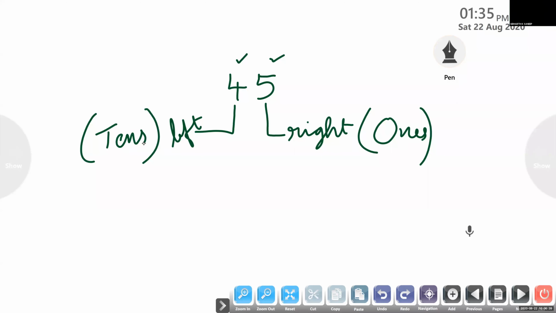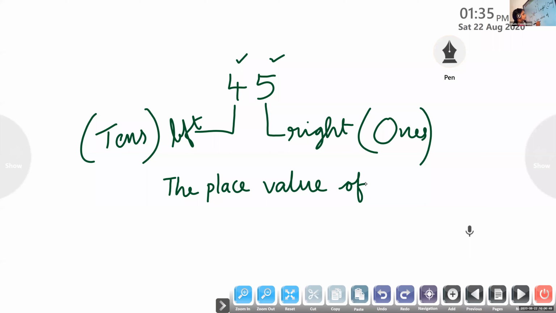And the place value. Today we are discussing place value. The place value of 5: see, the 5 is in the ones place. So the place value is 5 ones.